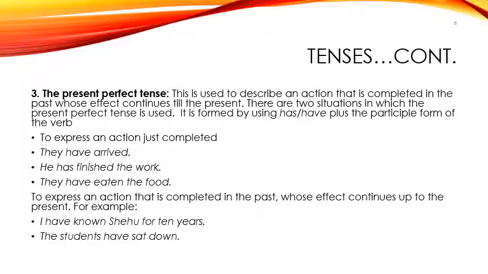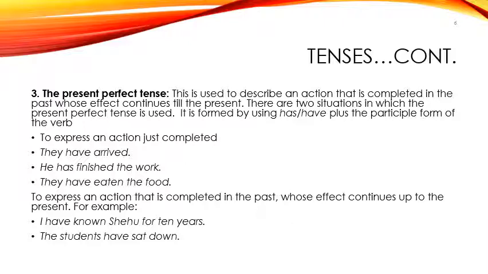Then finished the work. They have eaten the food. Very good. They is a plural subject. That's why we have have. Then eaten, unlike finished and arrived. Eaten because the verb is irregular.